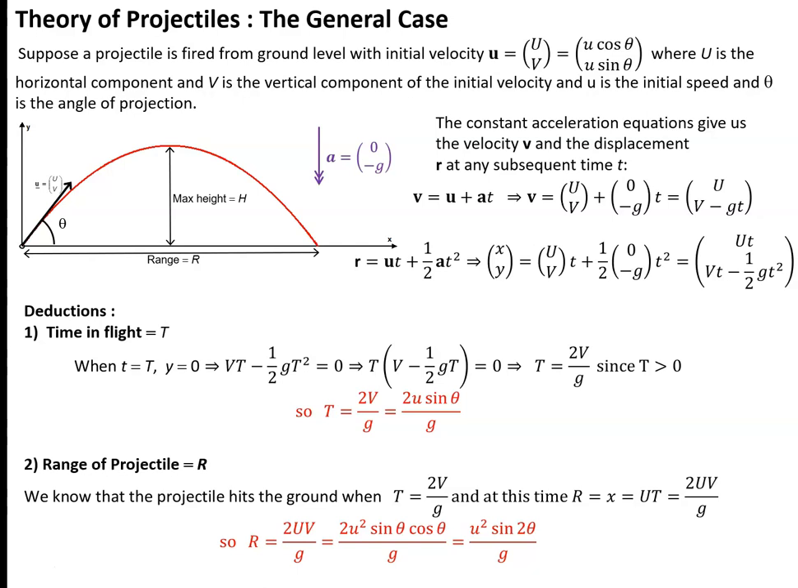The biggest possible value that sine 2 theta can take is 1. And it will take that value when theta is 45 degrees. So you can say that the biggest possible value for the range is u squared over g, and that occurs if we have an angle of projection of 45 degrees.